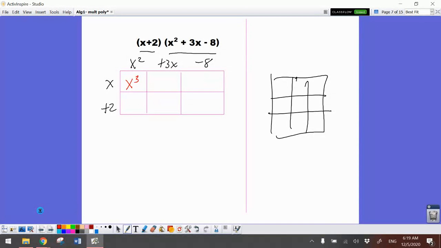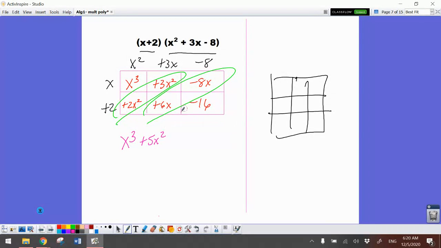Okay, first one, x cubed. 3x squared, minus 8x. Bottom, positive 2x squared, positive 6x, minus 16. Again, important to keep your signs. That way you know what you're combining. And again, 2 diagonals, okay? So pop out that first one and then combine. 2 plus 3 is 5. And a negative 2x and a negative 16.